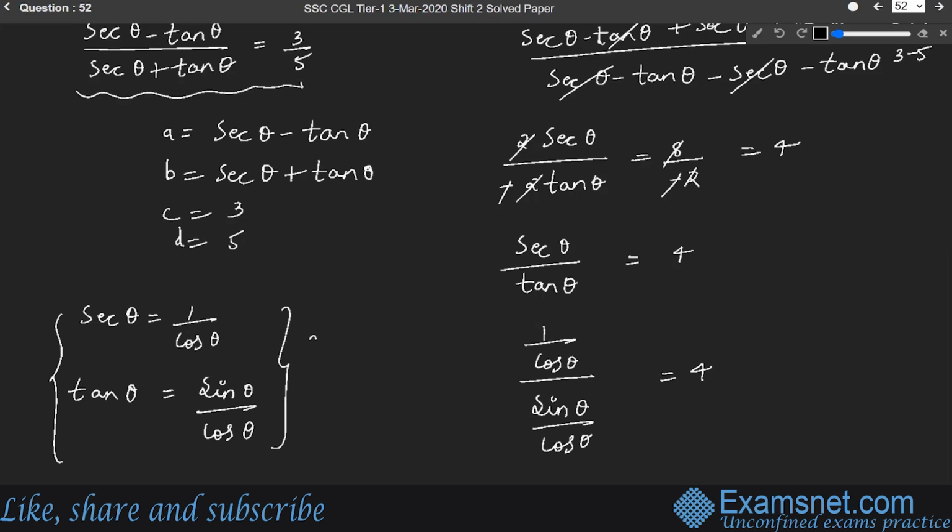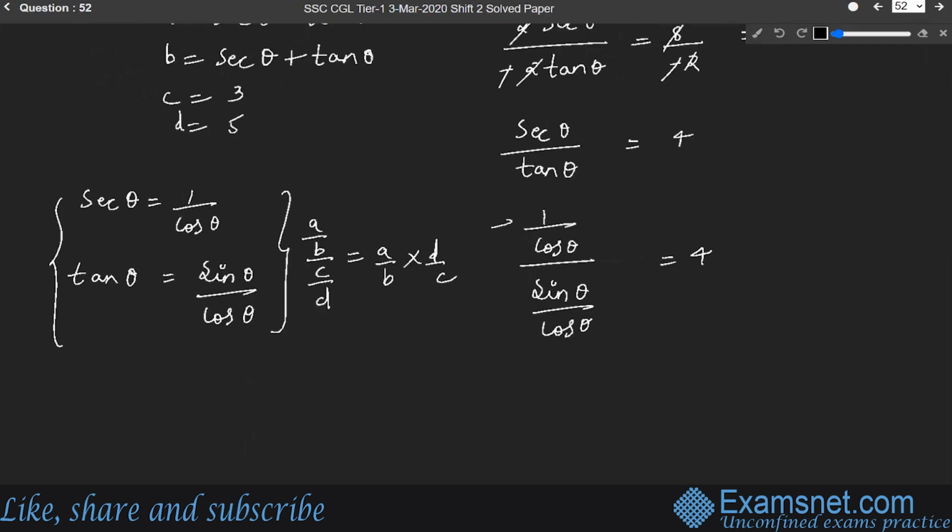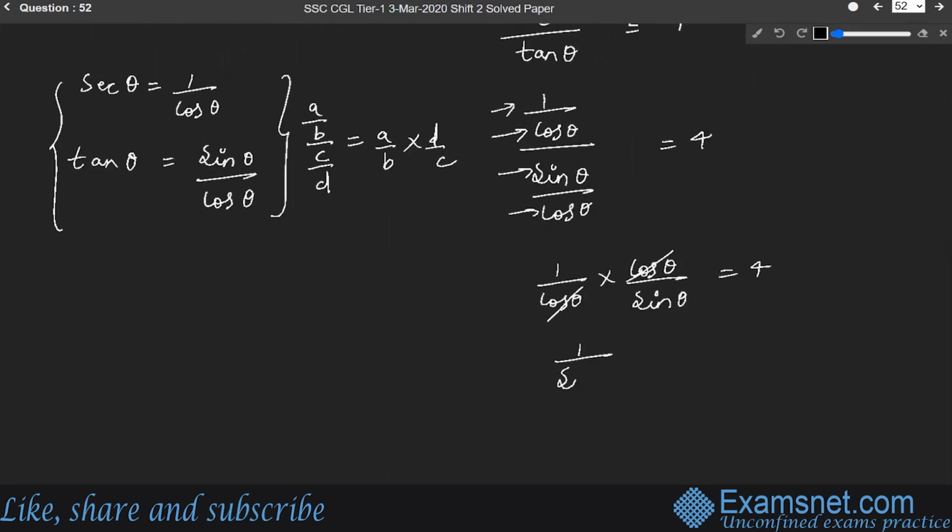Again, we have to use a concept here for A upon B upon C upon D. It is always equal to A upon B into D upon C. Okay. This is A, this is B, this is C, and this is D. So it will be 1 by cos theta multiplied by cos theta by sin theta. And this is equal to 4. Here cos theta and cos theta will be cancelled. So we have 1 upon sin theta is equal to 4. But let us find the value for sin theta. So sin theta will be equal to 1 by 4. Okay. Now we have the value of sin theta. We can easily find the value of tan theta, cot theta or cosec theta by using the Pythagoras theorem.